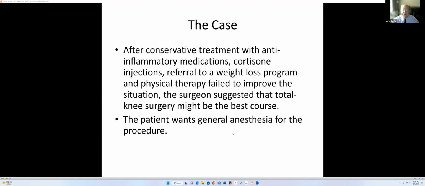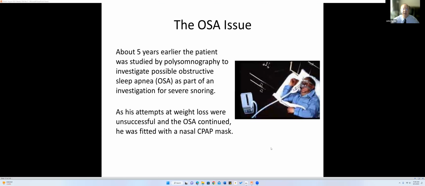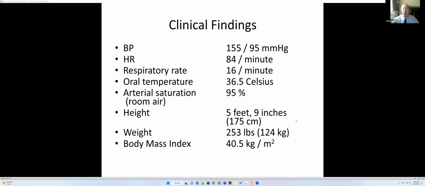The patient wants general anesthesia for the procedure, does not want anything in his back, and is very scared of spinal anesthesia, which in fact would be very desirable in many cases. About 5 years earlier, the patient was studied with polysomnography and found to have obstructive sleep apnea. Attempts at weight loss were unsuccessful, and as the obstructive sleep apnea continued, he was fitted with a nasal CPAP mask. Here are the clinical findings.